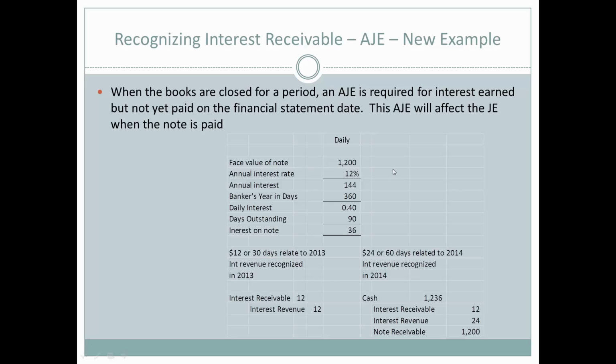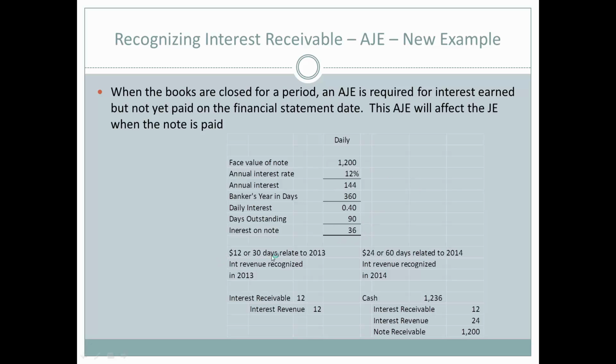So in this example, the face value of our note is $1,200. The annual interest rate is 12%. The annual interest is $144, so we're going to break it down to a daily rate using the banker's year-end days of 360. The daily interest is $0.40. The note will be outstanding for 90 days, so the interest on the note is $36.